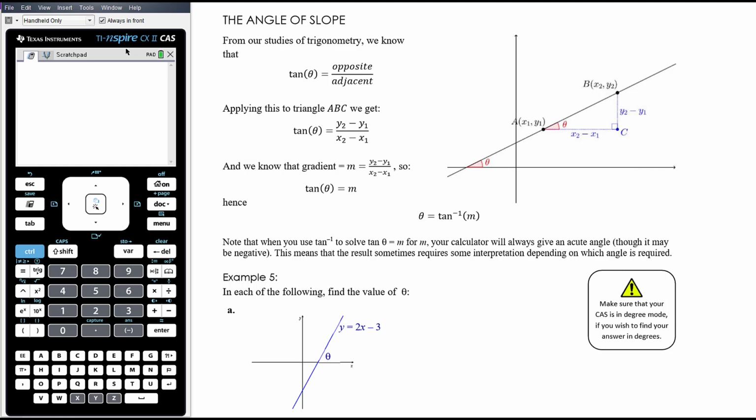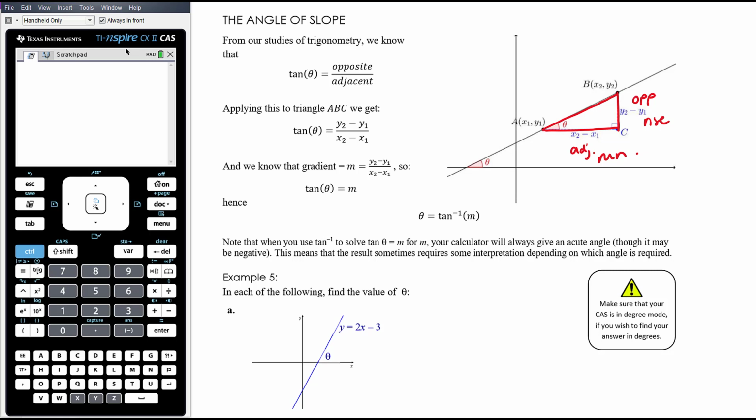Okay, so tan of theta is opposite over adjacent, and if we think about this triangle that I've got happening here, that's the opposite, which is y2 minus y1, and that's the adjacent, which is x2 minus x1. So tan of theta is y2 minus y1 over x2 minus x1, which is rise over run, which is the same as gradient. So tan of theta equals the gradient. That's really the key thing that's going to allow us to find the angle of slope. So in solving that equation, theta is therefore the inverse tan of the gradient.